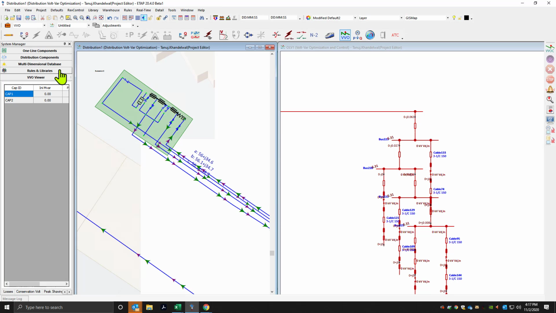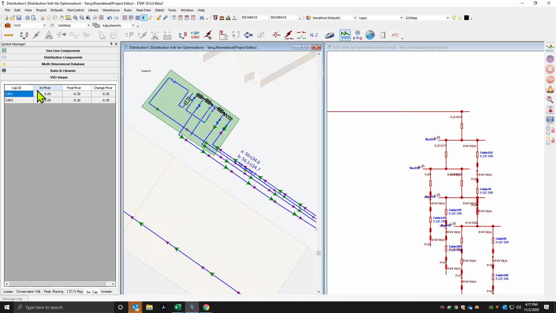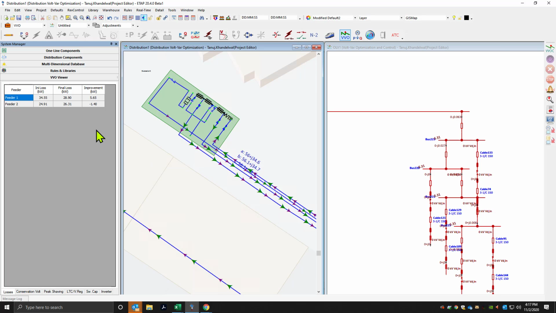If you take a look at our viewer, which is giving us the summarized information for our system, we can see that our losses have gone from an initial value of 34.5 to 28.9. So there's a 5 kilowatt reduction of losses in the feeder, but that's really not the main purpose of volt-var optimization, because as we are reducing the voltage in the system, we are reducing demand, and therefore we are also reducing the actual losses.